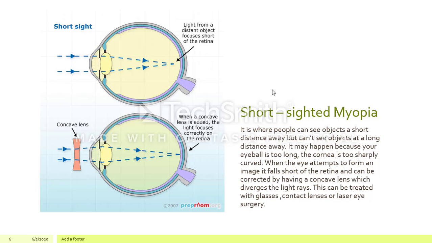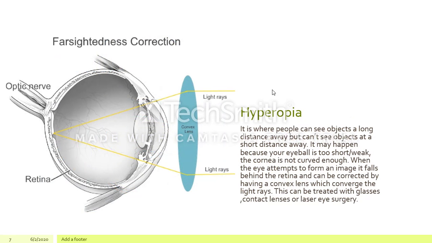And on the left, we can see that glasses or contact lenses have a concave lens in them to make the light focus correctly on the retina. So our last slide will be on hyperopia, which is farsightedness correction, and to correct this, we need a convex lens.